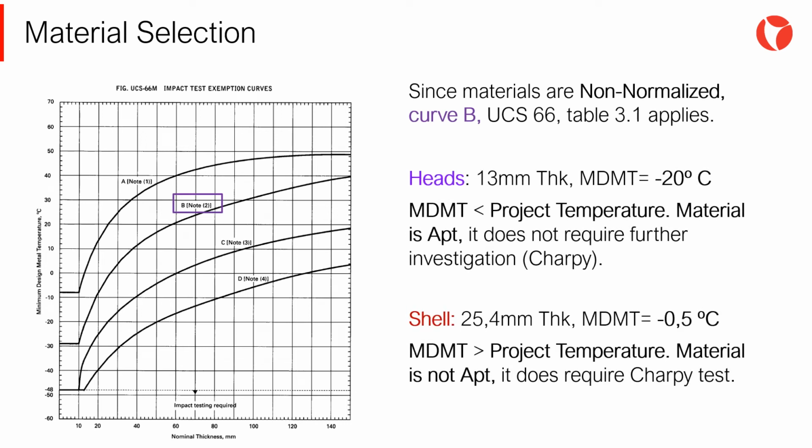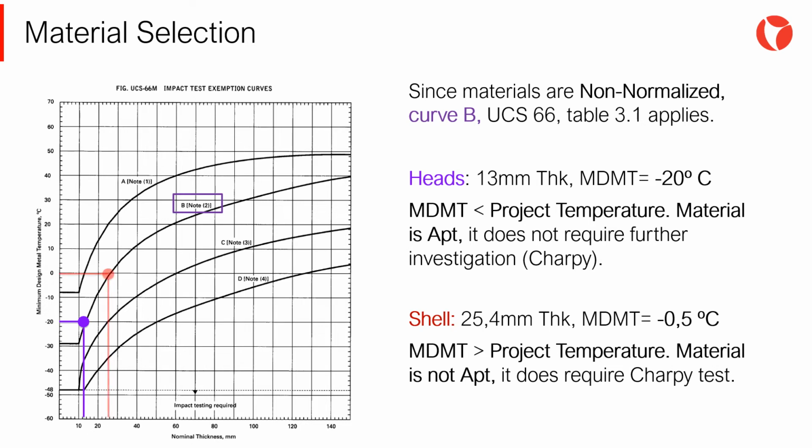Since the materials are non-normalized, curve B, as indicated in UCS-66, should be used. So for the case of the heads, 13 millimeters thickness, crossing the curve, we obtain minus 20 Celsius degrees of MDMT. Since the MDMT is lower than the project temperature, the material is apt. It doesn't require any further investigation.